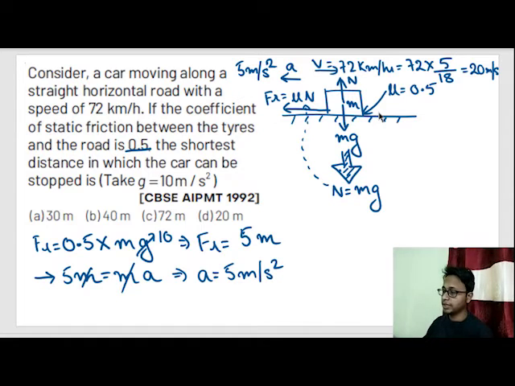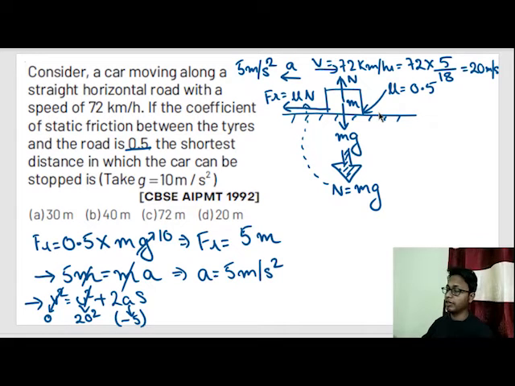Now the question says the shortest distance in which the car can be stopped. That means we can apply the three equations of motion. V square is equal to u square plus 2as. Final velocity when the car is stopped is 0. Initial velocity is 20 and u square is 20 square. A is nothing but minus 5.